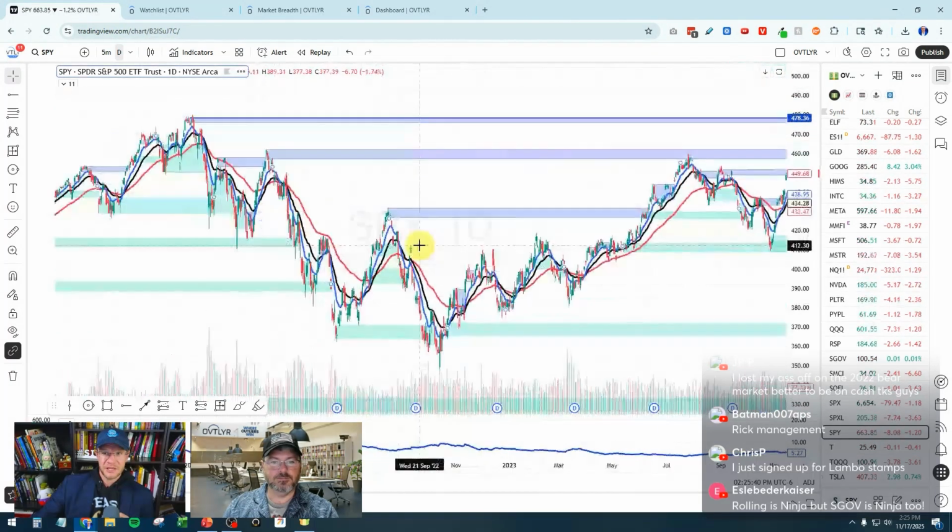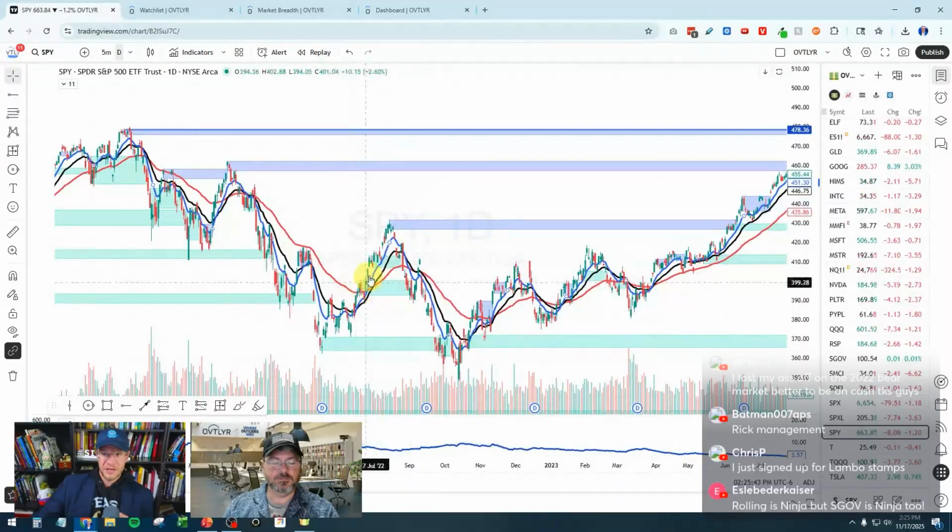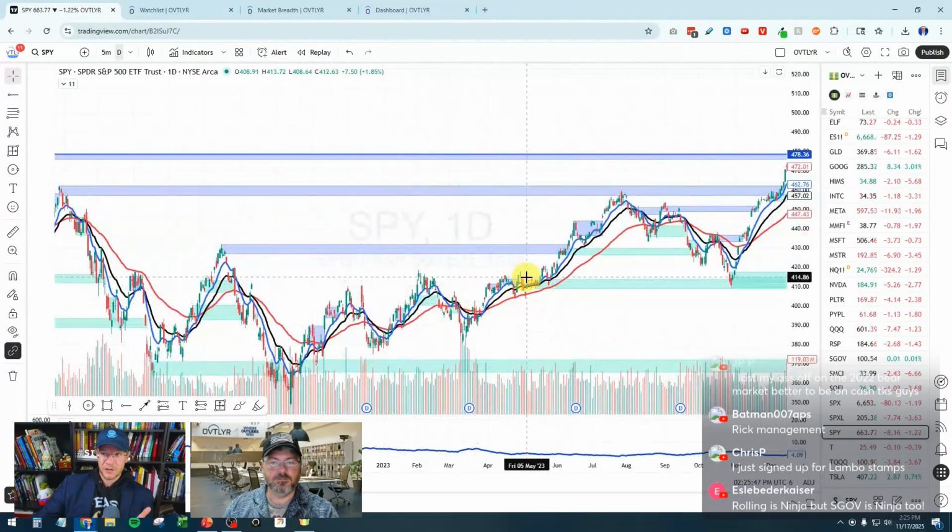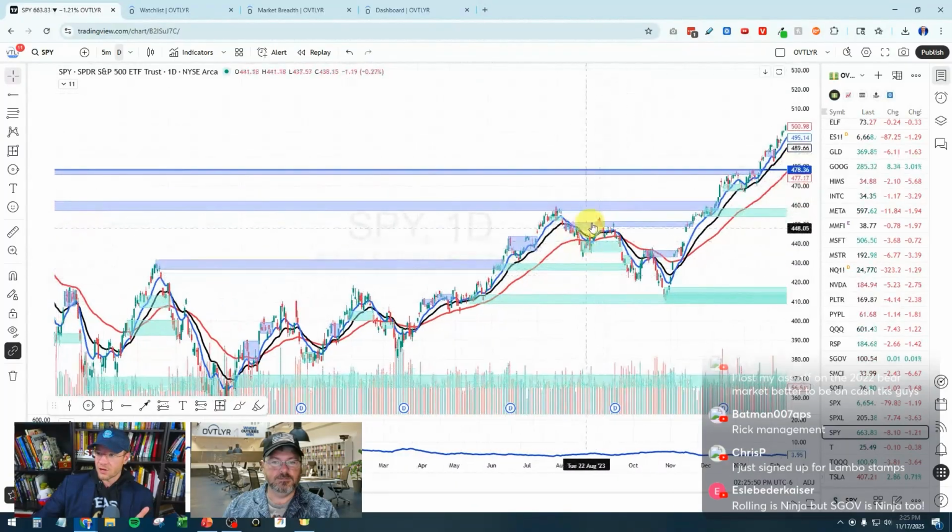Then there are times where the 10 goes over the 20 and price goes over the 50 and it pops up and pops right back down. You might make a buck or lose a buck. But when it does work, you got to let that dude run as long as it can.